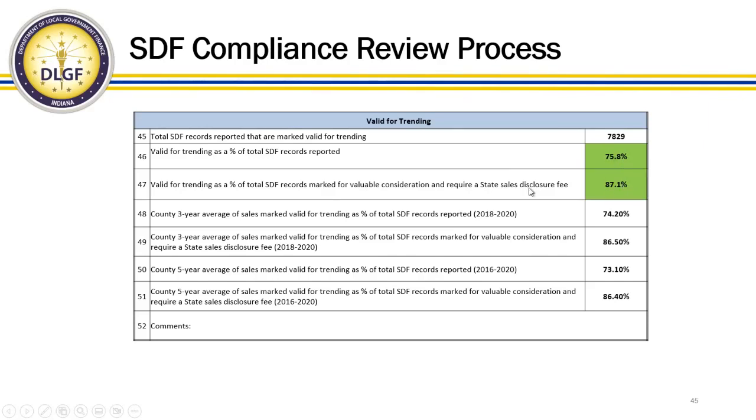The second section is valid for trending as a percentage of total SDF records marked for valuable consideration and requiring a state sales disclosure fee. In this section, we're looking for at least a 55% rate. Again, it's not necessarily going to affect your compliance status with the data team, but it could spell issues for you later on. So we want to make sure that we point that out to you.